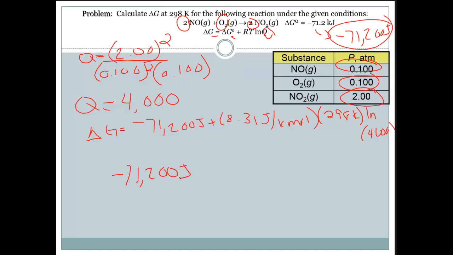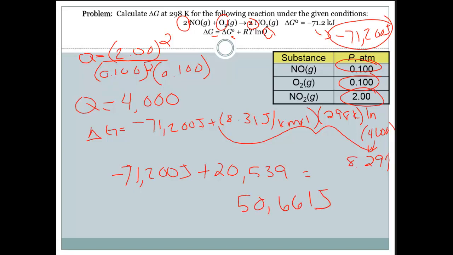So it's negative 71,200 joules. If I put all this into my calculator, ln of 4,000 comes out to be 8.294, times 298 times 8.31, I get 20,539. So if I add those two numbers together, I get a total of negative 50,661 joules for the delta G. And that's how you do Gibbs free energy without it being standard conditions.